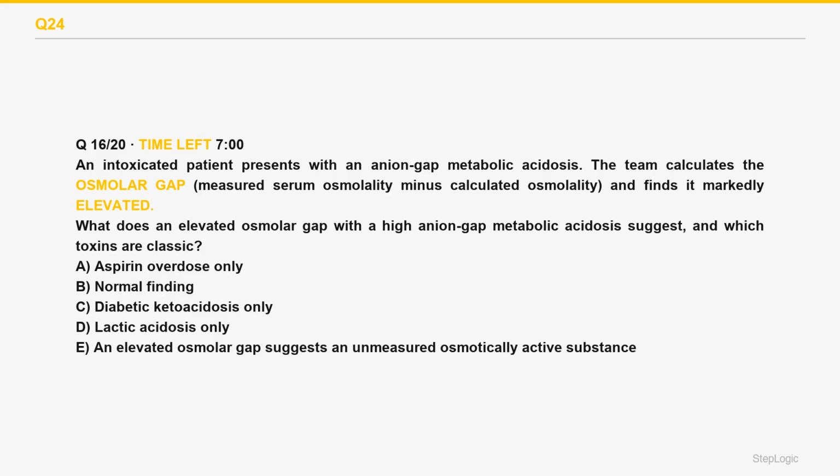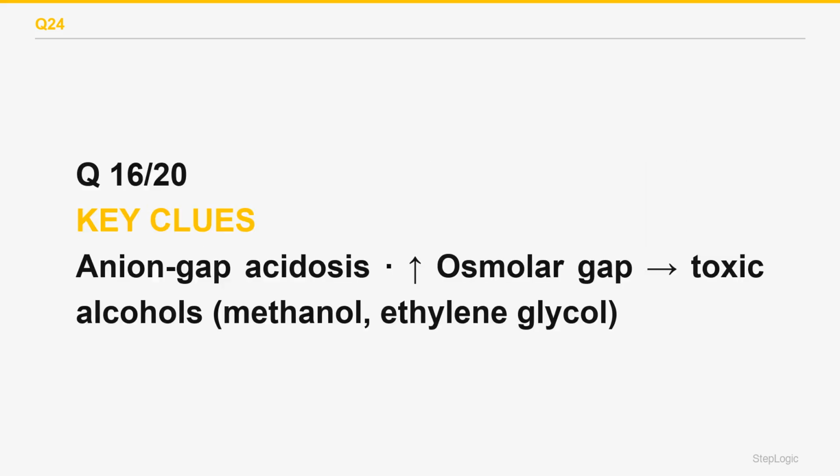What does an elevated osmolar gap with a high anion gap metabolic acidosis suggest, and which toxins are classic? An intoxicated patient presents with an anion gap metabolic acidosis. The team calculates the osmolar gap, measured serum osmolality minus calculated osmolality, and finds it markedly elevated. Read the command: what an elevated osmolar gap suggests in classic toxins. Toxic alcohols, methanol and ethylene glycol, fomepizole.